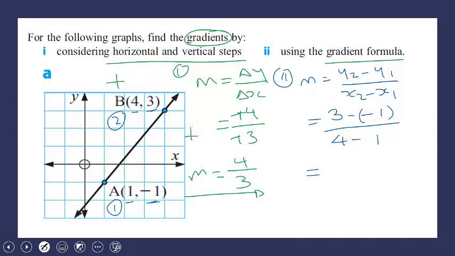Okay, 3 minus minus 1 is 3 plus 1 actually. So that gives me 4 over 4 minus 1 is 3. And I'm saying m equals 4 over 3. And as you can see, the answers are exactly the same.